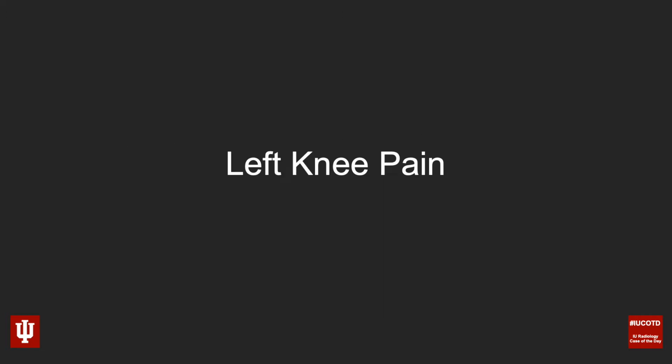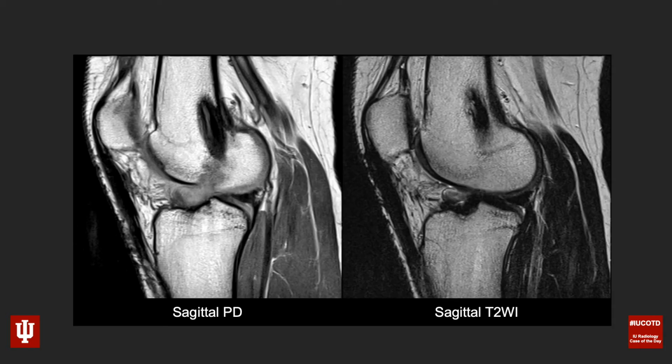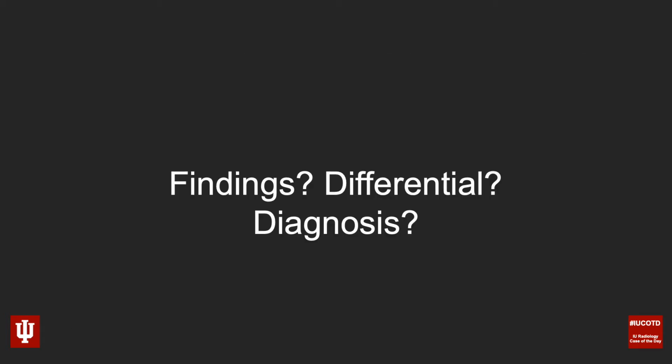For the history on this case, we have an 18-year-old with left knee pain. Have a look at the images. We have a sagittal proton density and a sagittal T2 image through the knee. Okay, so what are the findings? What's your differential for this case? And what is your diagnosis?